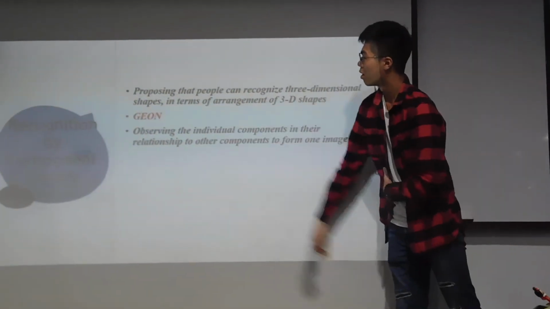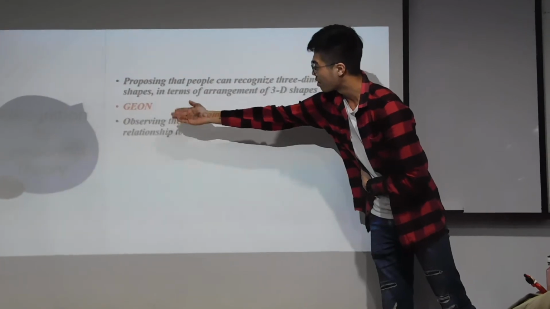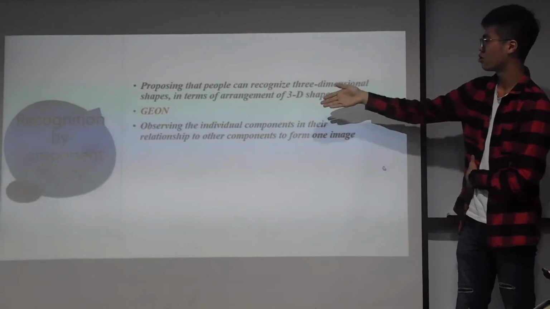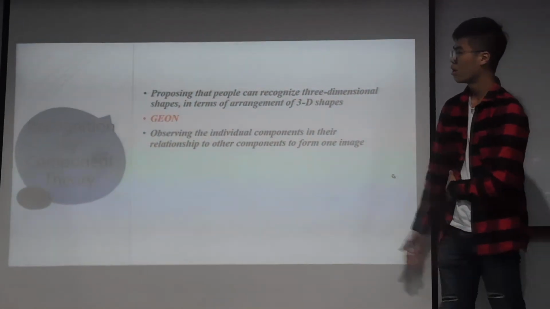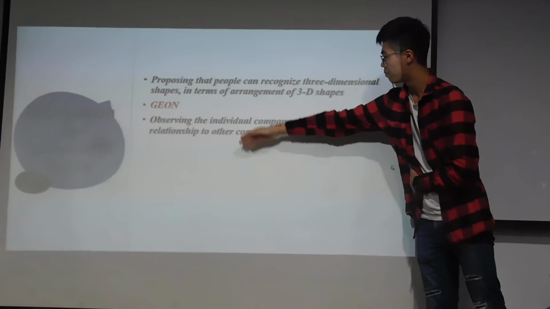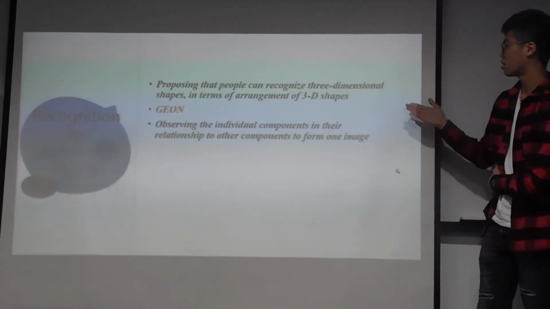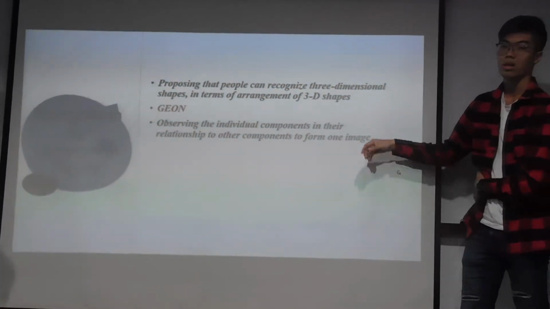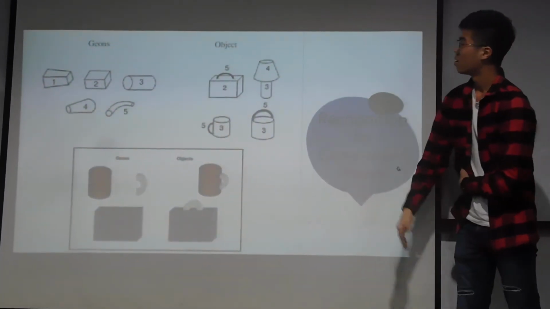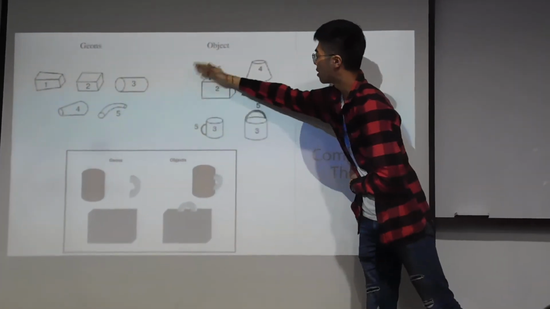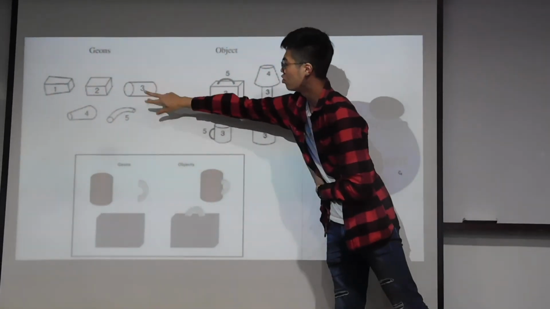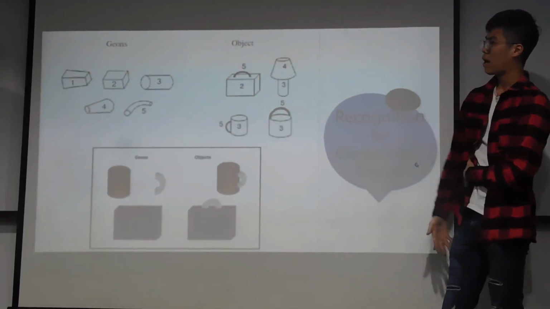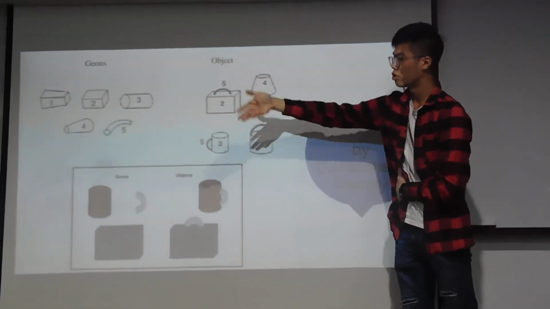So the last one is the recognition by components theory, which proposes that people can recognize three-dimensional shapes in terms of an arrangement of 3D shapes, which are called geons. It also brings the individual components in their relationship to other components to form one image. So this is the geons and this is the object. So we will combine the geons with other geons to form an object. So I will pass the conclusion to Amanda.